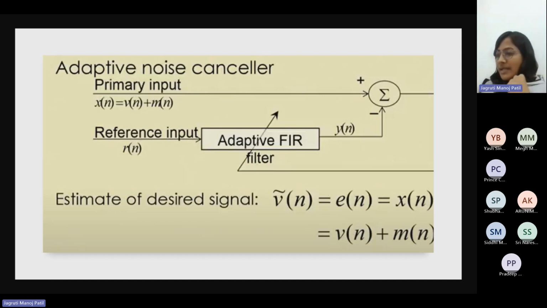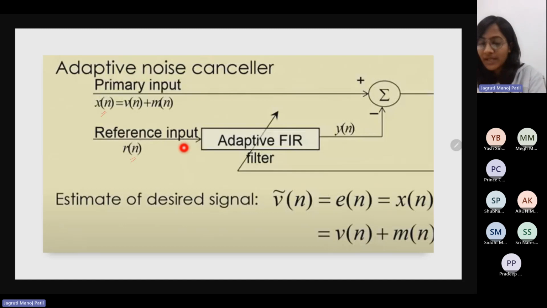So this is what's called an adaptive noise canceller. I've taken the content from the same slides that were in the lecture slides so that it can be a revision for you too, and it might help you recall the contents. So here, the primary input is given by x of n equals v of n plus m of n, where this is the signal and this is the noise. You have the reference input, to which you want to baseline everything and minimize the error.